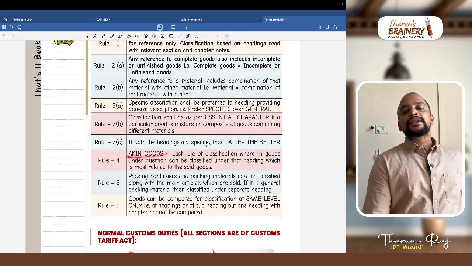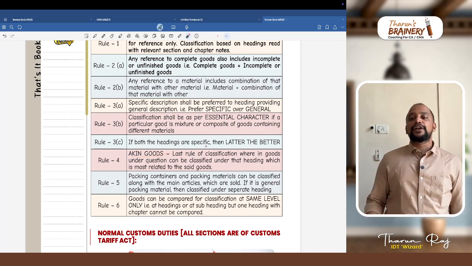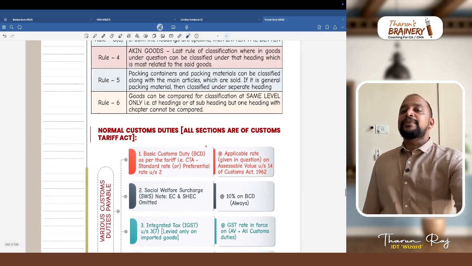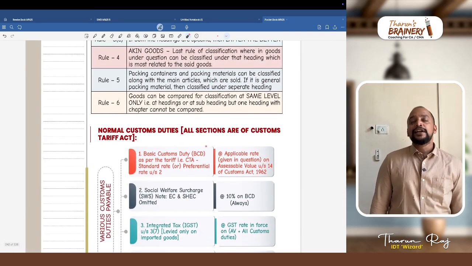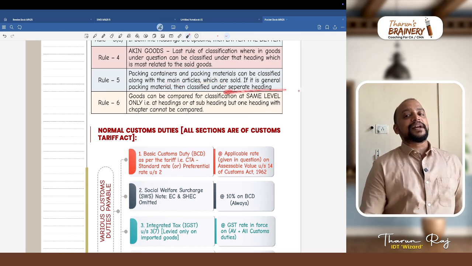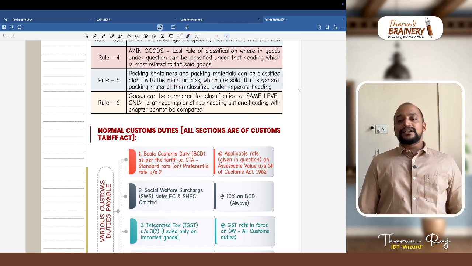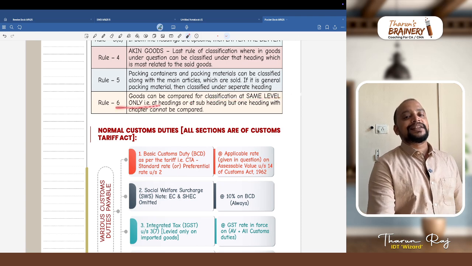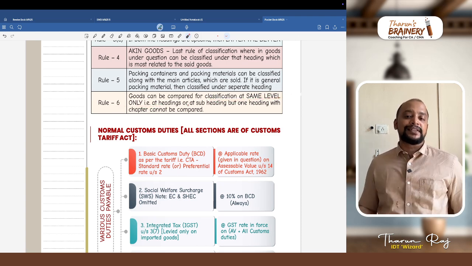Rule 4, akin goods. Akin means similar goods. Based on similar goods we need to classify. Rule 5 talks about packing materials. Packing material, if it is a specific packing material used only for that article, it will be classified along with the main article, otherwise it will be classified under the separate heading. Rule 6 says that whenever you are doing the classification, it should be at the same level, means the comparison should be at the same level.